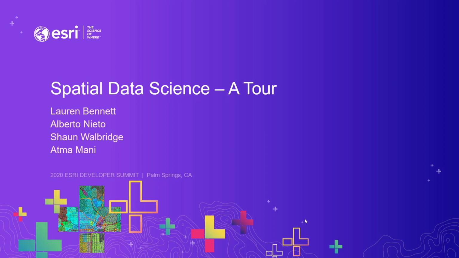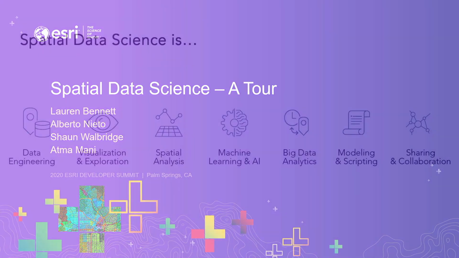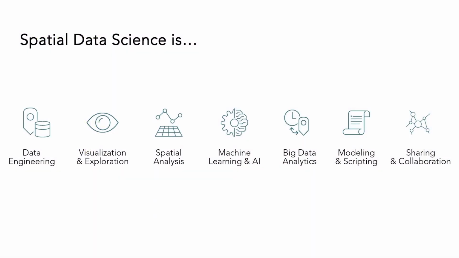So let's get started. Before we jump into what spatial data science looks like across the platform, it's really important to have a sense of what spatial data science is, more broadly. We think about spatial data science as these seven sub-capabilities, these seven ways that we explore, understand, and analyze our data.